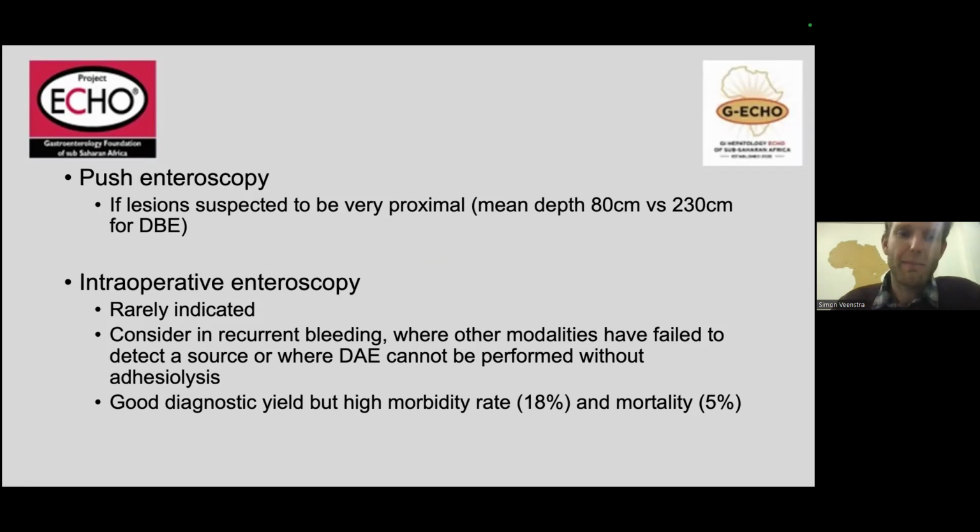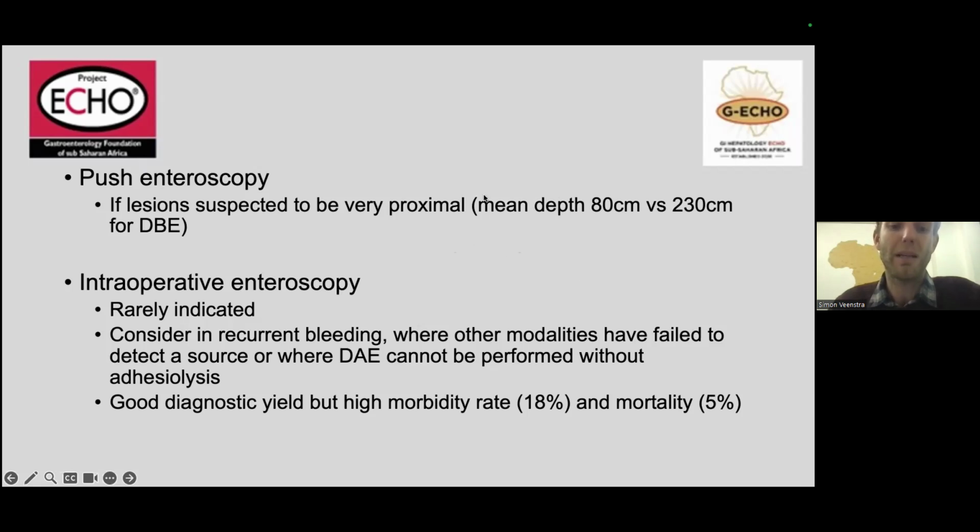Push enteroscopy is something that is obviously available to every practicing endoscopist, and can be used when the lesions are suspected to be very proximal. One can appreciate, though, that you don't quite get the same depth of intubation. With push enteroscopy, you get a mean depth of 80 centimeters past the ligament of Treitz versus 230 centimeters.